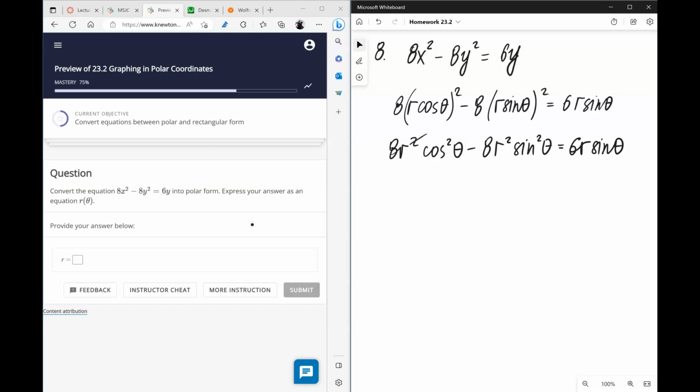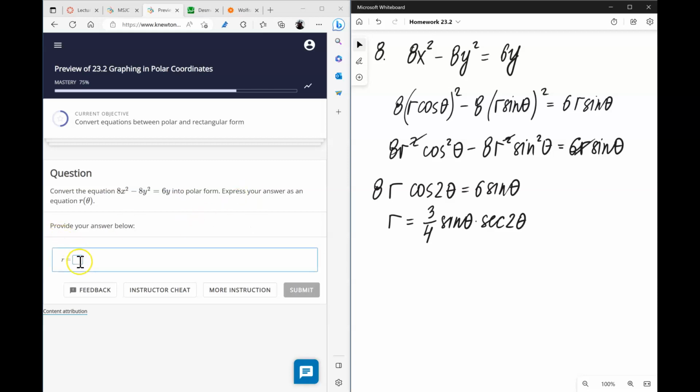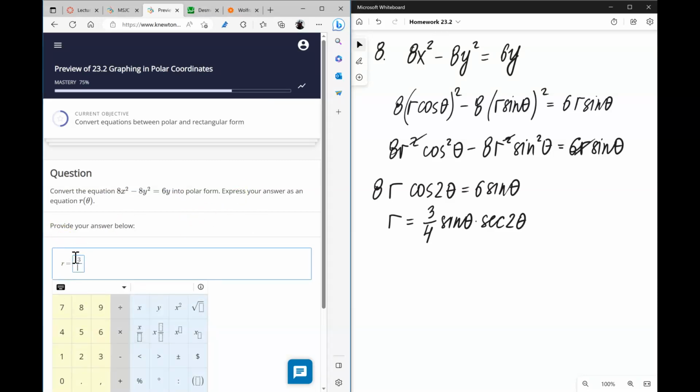Divided by r, so, and take out r on the left side. We can actually take out 8r, and we have here cosine of 2 theta equal to 6 sine theta. And now isolating r, we divide both sides by 8, so we have 3/4. And dividing by cosine of 2 theta is the same as multiplying by secant of 2 theta. So this is the answer. So 3/4 sine theta secant of 2 theta.